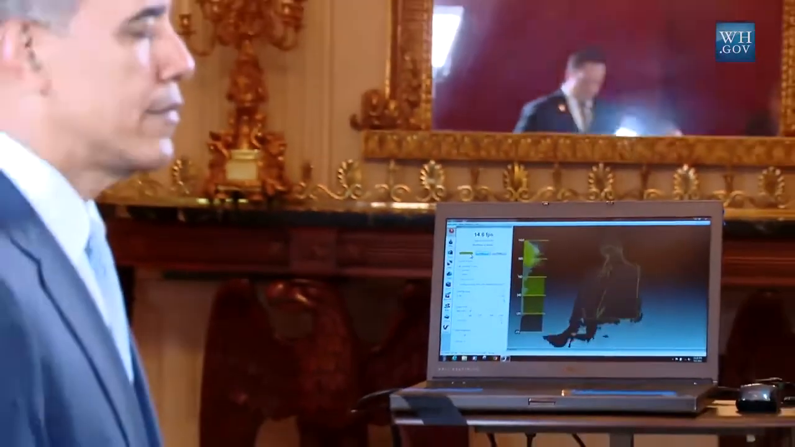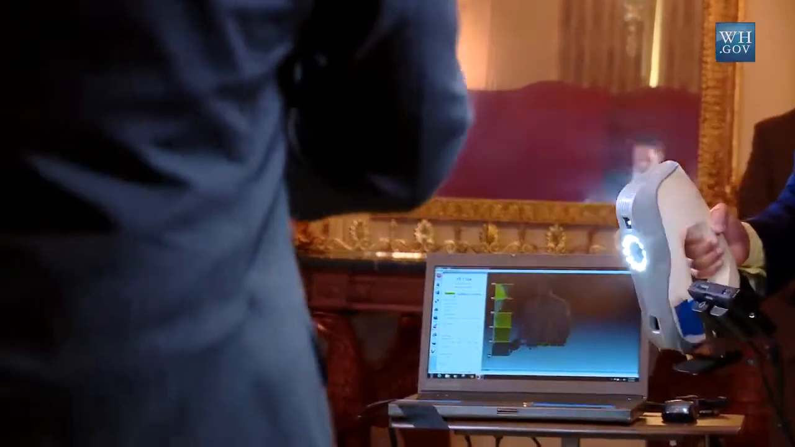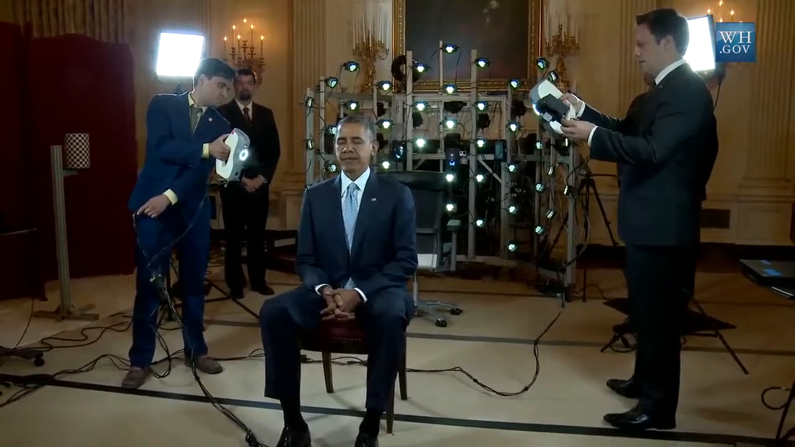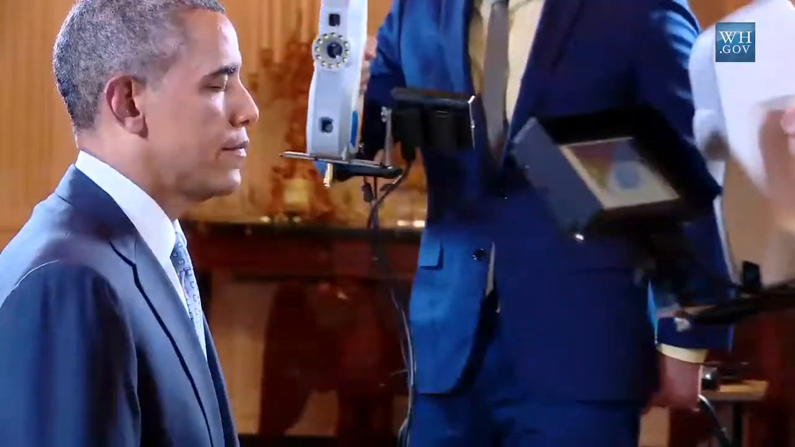So here we have a structured light 3D scanner, and we're using this to scan the president. They're handheld, they're flashing a fringe pattern of light, and there are stereo cameras recording how that fringe pattern forms over geometry, or in this case, the president's face.